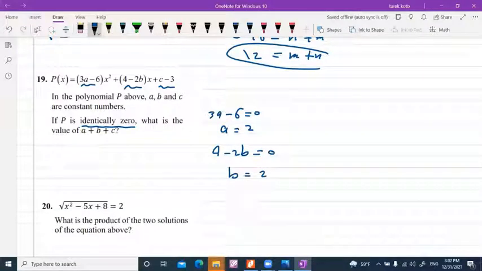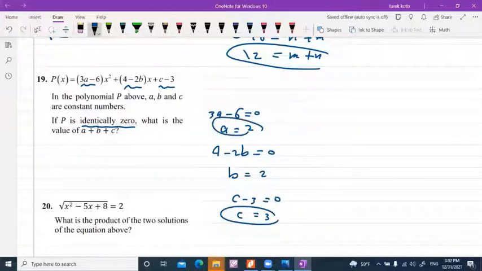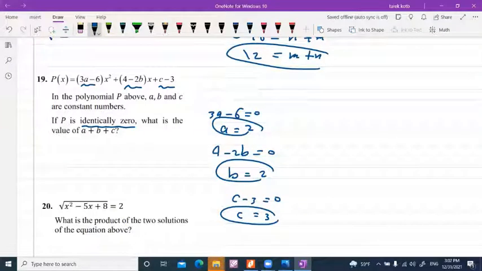This is a and b. And let's see c. c minus 3 equals 0, so c equals positive 3. This is a and b and c. Their sum will be a plus b plus c equals 2 plus 2, 4 plus 3, 7. Last problem.